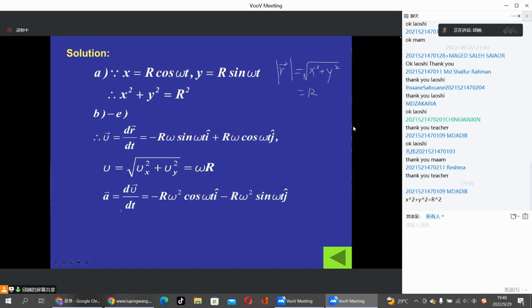and the acceleration equals dv dt. And at any given point, the first term equals minus r omega squared cosine omega t, and the second term equals minus r omega squared sine omega t. And we can also get the magnitude of acceleration. It equals omega squared r. And we know that omega equals v over r, so it equals v squared over r. And problem D is solved.